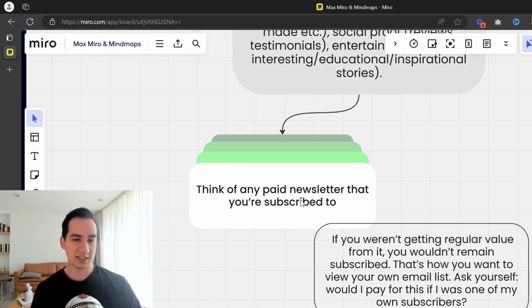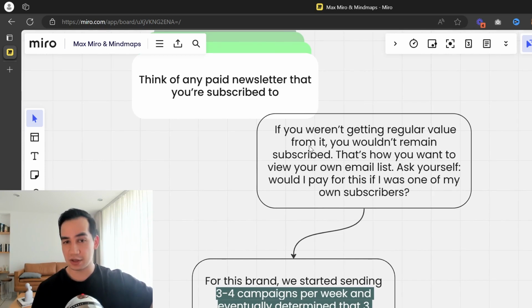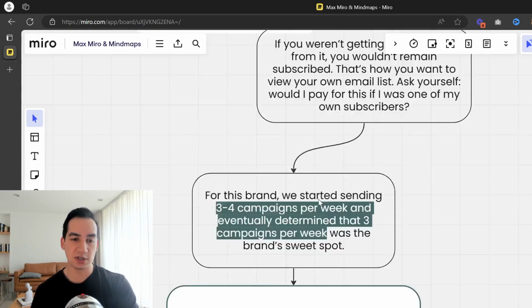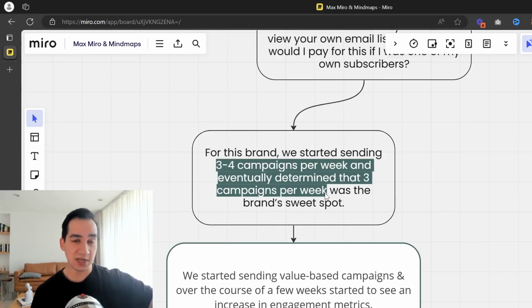Think about any paid newsletter that you're subscribed to. If you weren't getting regular value from it, then you wouldn't remain subscribed. If they were just pitching their products or their course or whatever at you, then you would probably unsubscribe because it's not useful. It's just taking up space and it's taking up your attention, right? So that's how you want to view your own email list. Ask yourself, would I pay for this if I was one of my own subscribers? If you would pay to be on this newsletter, then you're doing a good job.